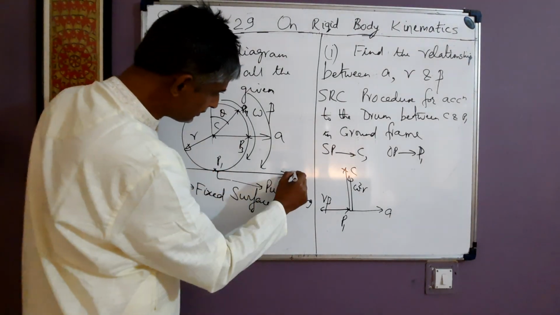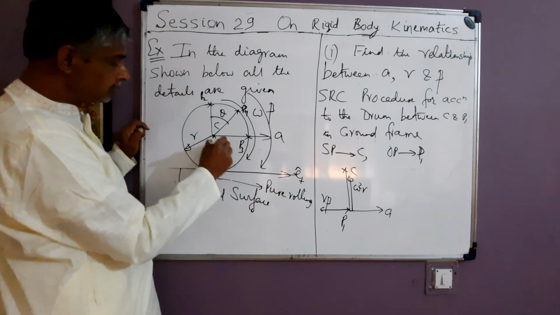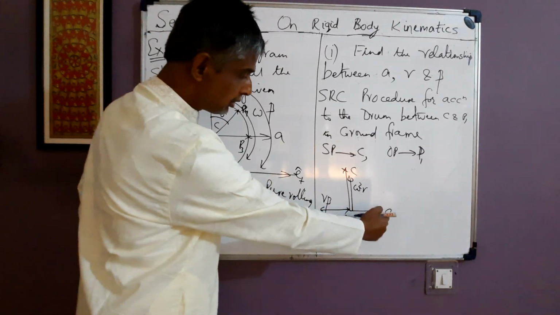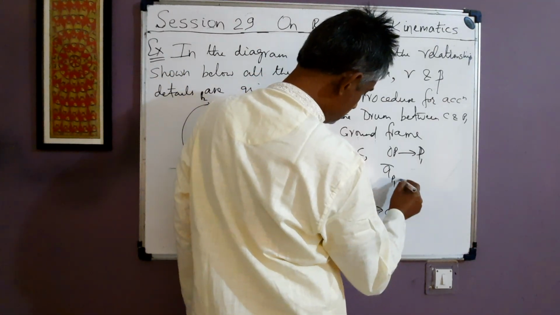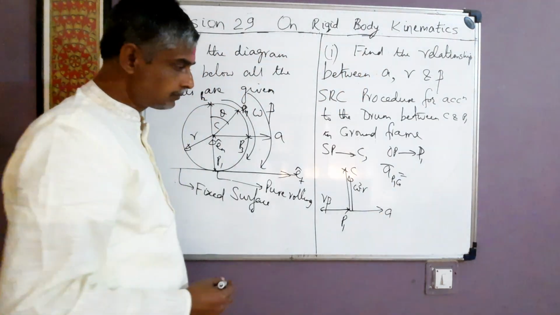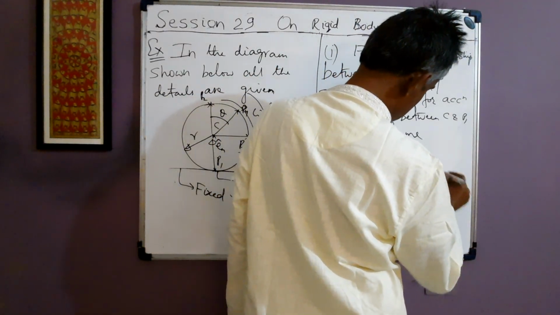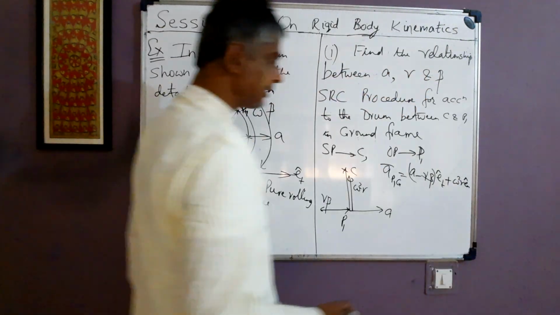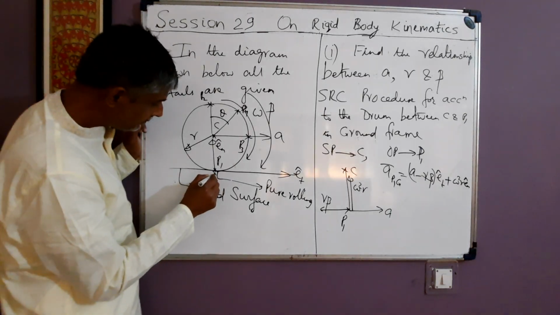Now along the surface, unit vector along tangent is ET hat. Along upward normal, unit vector along normal is EN hat. Acceleration of P1 with respect to ground is the vector sum of these three terms. A P1G, G meaning ground frame, that is just equal to A minus R beta into ET hat plus omega square R into EN hat. This is A P1G.